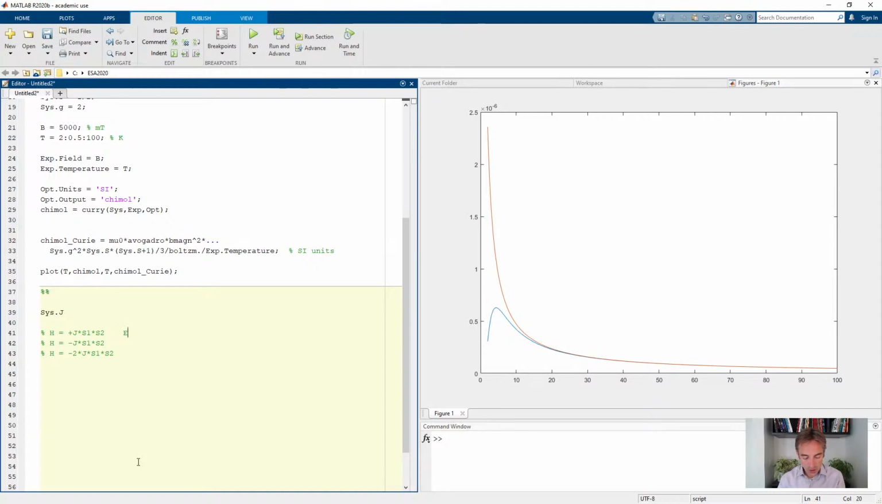So the first one is used by EasySpin, but the third one is also very common. So whenever you pick a J value from literature, make sure to understand for which form of the exchange Hamiltonian this J value is for.